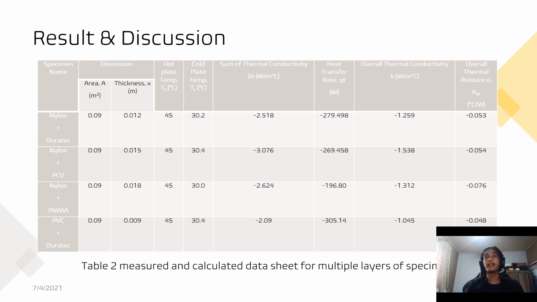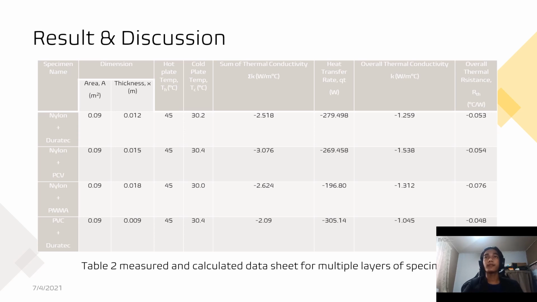For the next specimen, nylon and PVC, the area is 0.09 and the thickness is 0.015. The temperature of the hot plate is 45 degrees Celsius, and the cold plate temperature is 30.4 degrees Celsius. The sum of thermal conductivity is negative 3.076, and the heat transfer rate, Q, is negative 269.458. The overall thermal conductivity is negative 1.538, and the overall thermal resistance is negative 0.054.